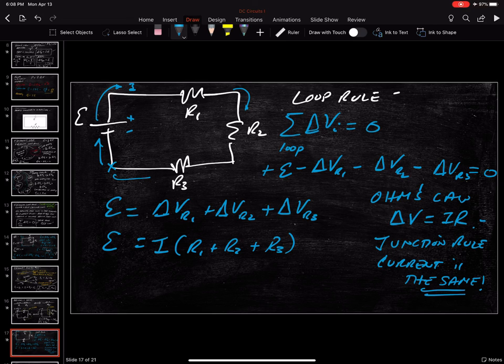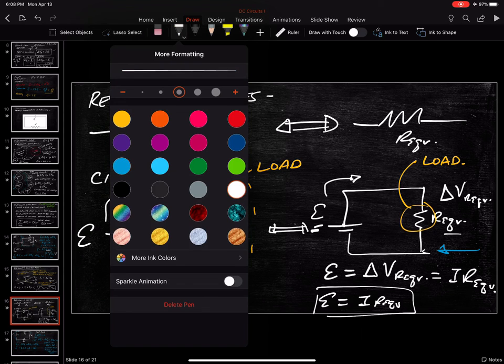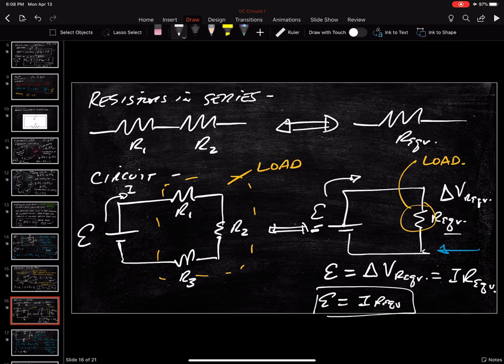But remember, this is supposed to be equivalent to this circuit here. And this also, so this tells me that this same thing here should also be equal to the same E, the same I times the same R equivalent. Why? Because when I changed my equivalent circuit, all I changed was the resistors. I didn't change the voltage from the battery, and I chose the equivalent resistance so it does the same job as these three resistances. In other words, it gives me the same current.